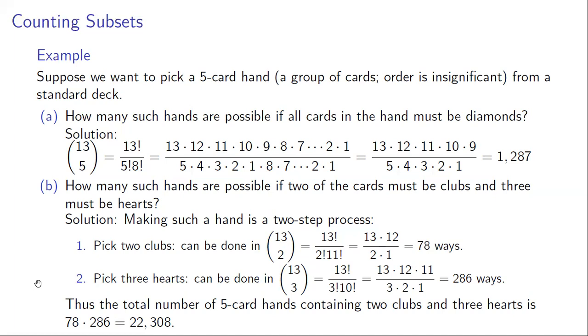It doesn't really look like the multiplication principle because we're not talking about a list. However, it's the same idea, right? We have a certain number of ways of doing one thing, and then for each of those different ways that we choose, we have now 286 different ways of doing the second thing. So the total number of ways of doing the entire thing is 78 times 286.